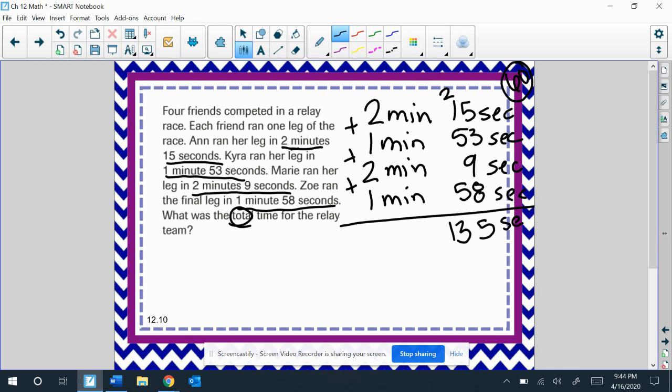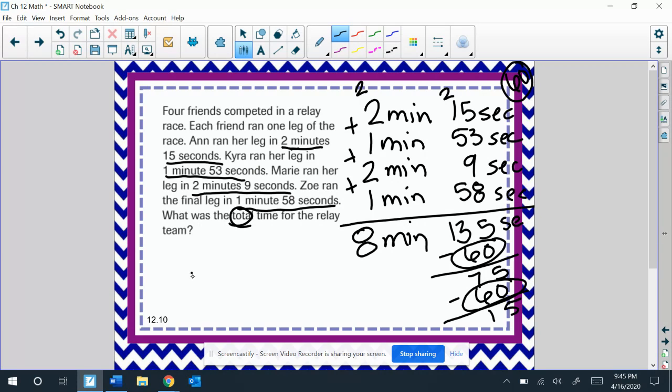135 is larger than 60. I need to subtract 60. That is 75. 75 is still larger than 60. I need to do it again. There we go. 15 is now smaller than 60. Please circle the holes. 1, 2. I need to put 2 up here as my regroup. Well, 2, 3, 4, 5, 6, 7, 8. 8 minutes, 15 seconds.